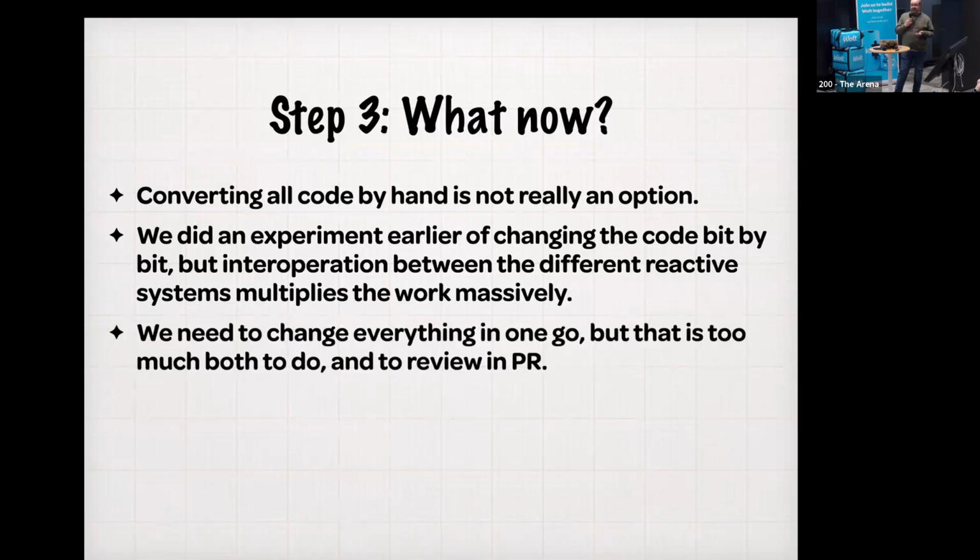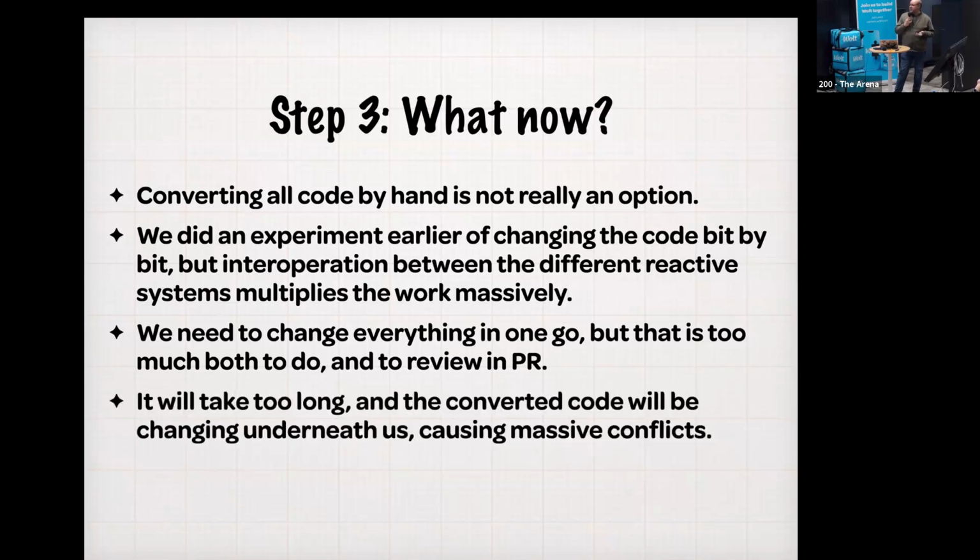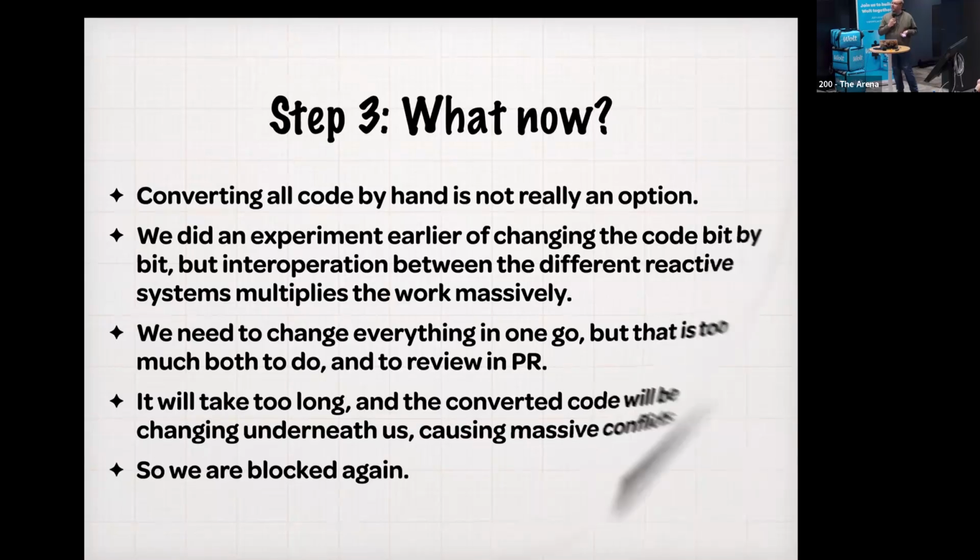Instead, we need to change everything at once, but that's a lot of work as well, and you couldn't review that PR. That PR would be insane. So that is a problem. It will take too long, and also while we're doing this, the actual code base will be changing, so we will be constantly having conflicts. So we're blocked again. We can't do this migration now.